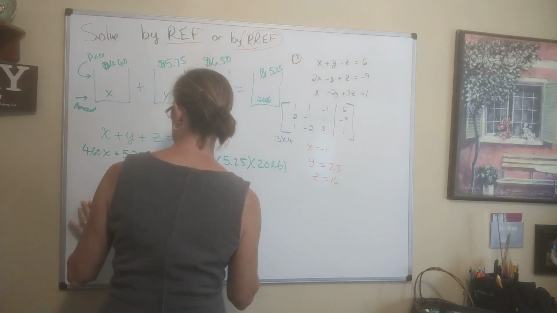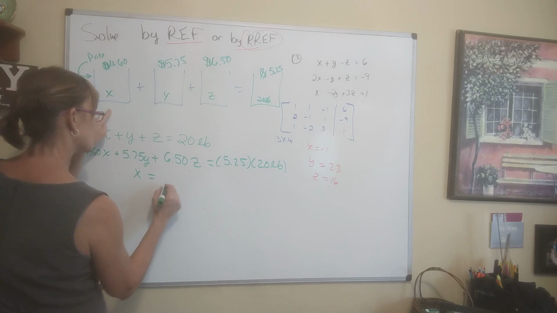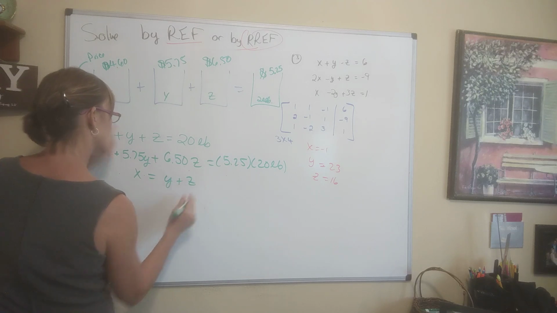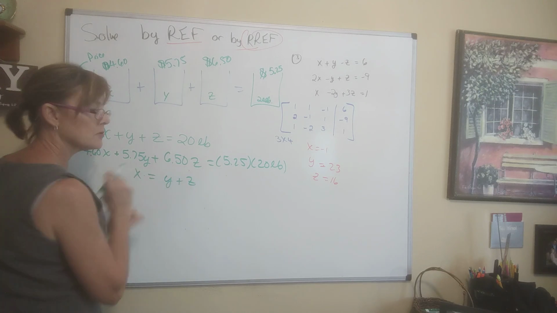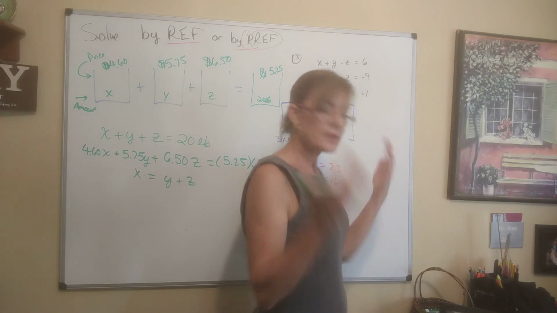Yeah. So X is going to equal Y plus Z. The amount he uses is equal to those 2 together. Is that what that says? Yep, that's what that says. Okay, there's my 3 equations.